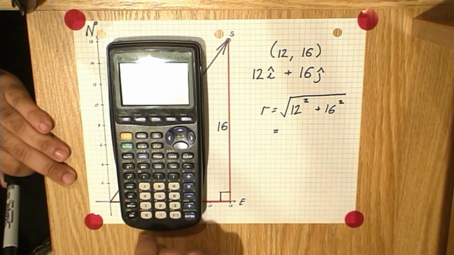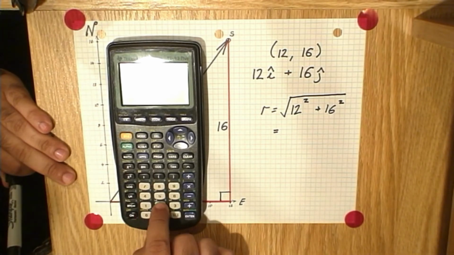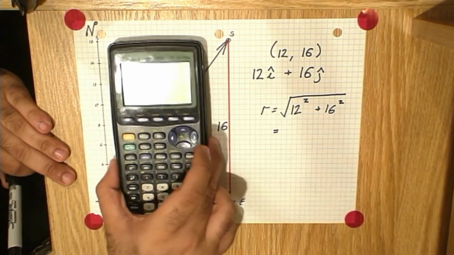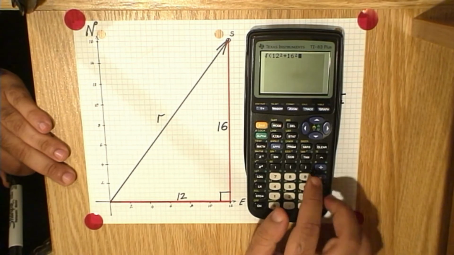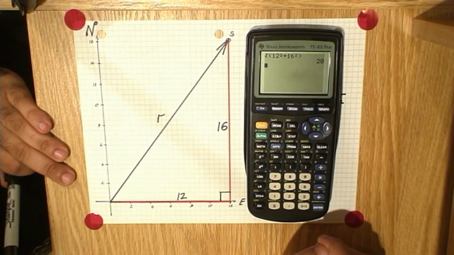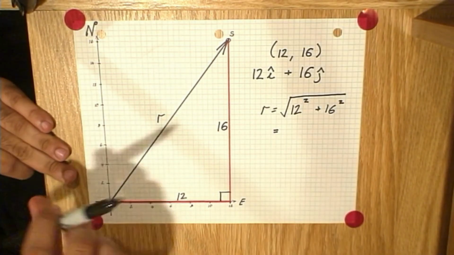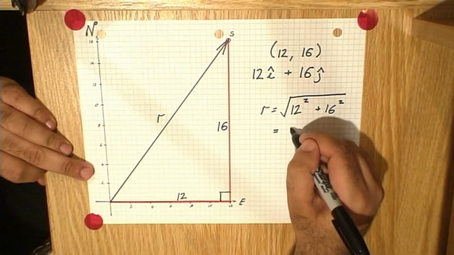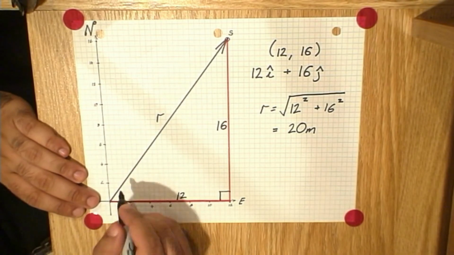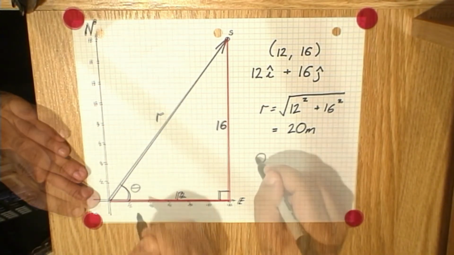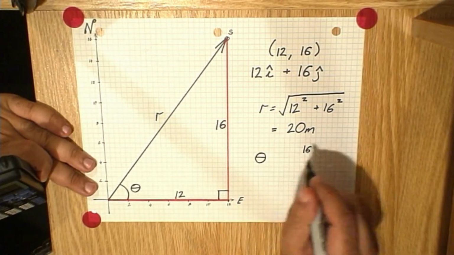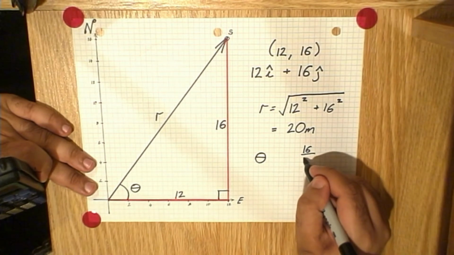You can stick this in your calculator and find out what that is. So the square root of 12 squared plus 16 squared, move it over here so it's a little easier to see, is equal to 20. So the length of this side is 20 meters. How about the angle of orientation? What is this angle over here? The opposite side of this angle has a length of 16, and the adjacent side has a length of 12.